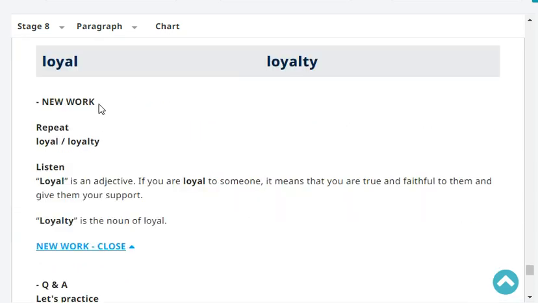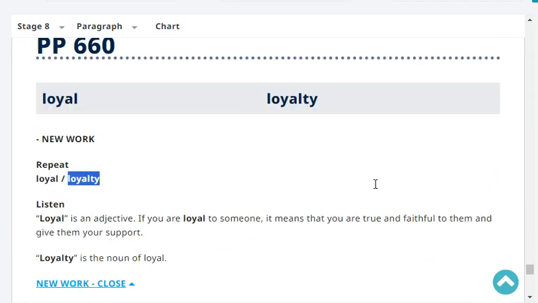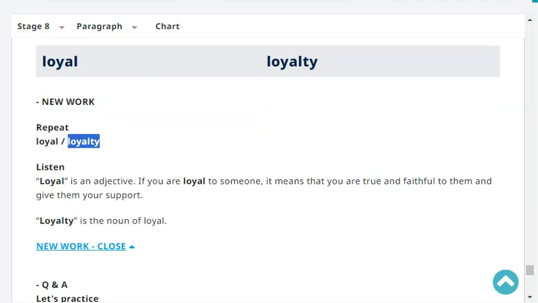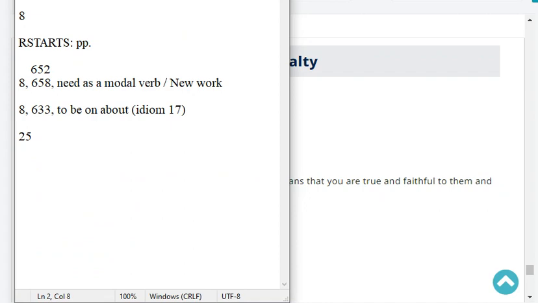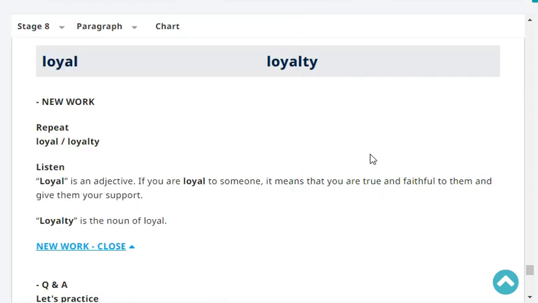Okay, next repeat. Loyal, loyalty. Very good. Okay, listen. Loyal is an adjective. If you are loyal to someone, you are true and faithful to them and give them your support. Loyalty is the noun of loyal.